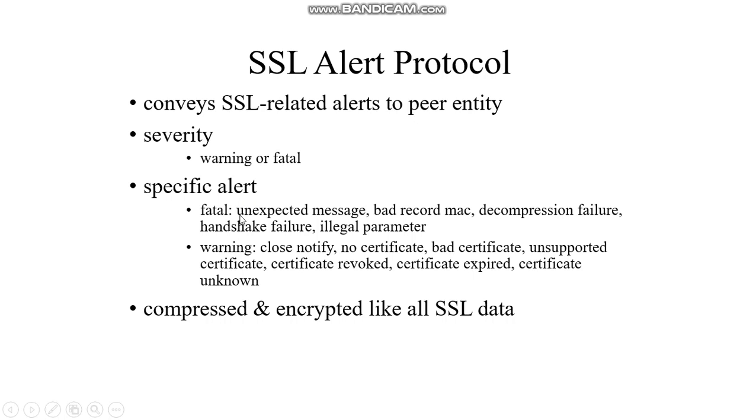Handshake failure means that the sender was unable to negotiate an acceptable set of security parameters. In such a case, handshake failure arises. Illegal parameter means a field in a handshake message was out of range. At that time, illegal parameter arises. And the warnings are next. We get a close notify. It notifies the recipient that the sender will not send any more messages on this connection. So we send a warning message for closing notification.